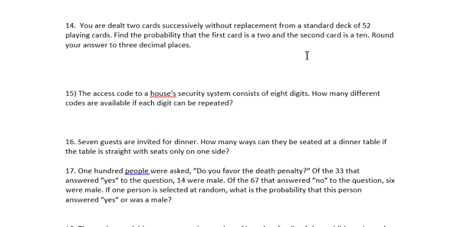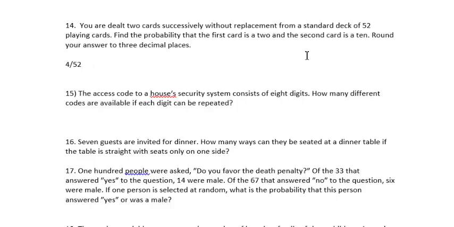So the odds of picking a 2 are 4 out of 52. Okay, that's the first chance. What's the second chance? The second chance is how many cards are there left? Well, there are 51 cards left. How many 10s are there the second time? There's still 4 10s. You didn't pick a 10 the first time.